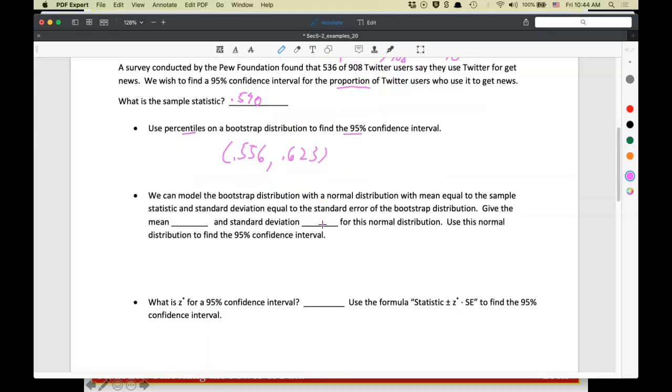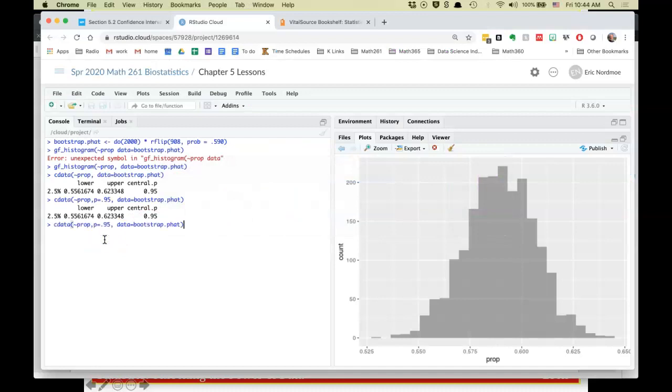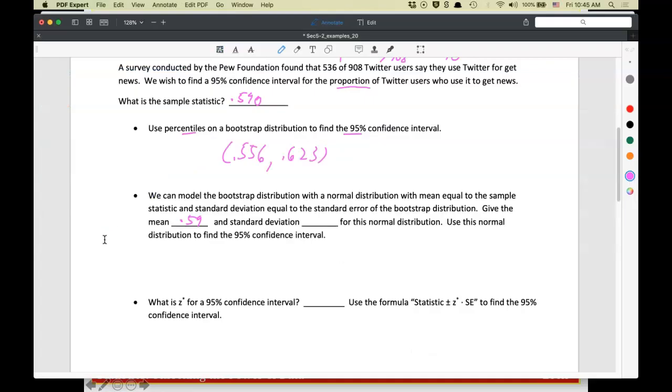All right, next part, we can model the bootstrap distribution with a normal distribution with mean equal to the sample statistic, which was 0.59, and standard deviation equal to the standard error of the bootstrap. So let's go get the standard error of the bootstrap. We can just use the histogram format, and again I'm using the up arrow to do that. So there we go. 0.017 is what I get to 3 decimal places. And then we're going to use that to get the confidence interval.